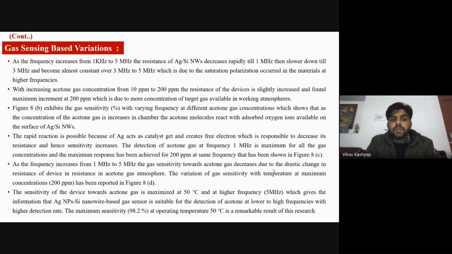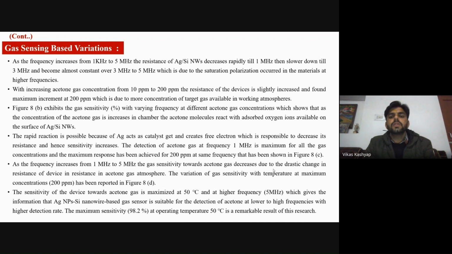The figure exhibits the gas sensitivity. This is the second figure, with varying gas sensitivity at different acetone gas concentrations, which shows that as the concentration of acetone gas in the chamber increases, the acetone molecules react with the adsorbed oxygen ions available on the surface of the Ag and silicon nanowire-based junction. The rapid reaction is possible because silver acts as a catalyst and creates free electrons, which are responsible for decreasing its resistance, and hence the sensitivity increases.